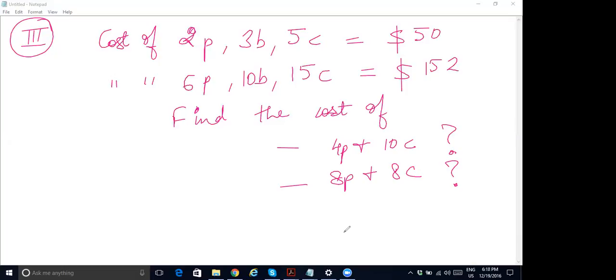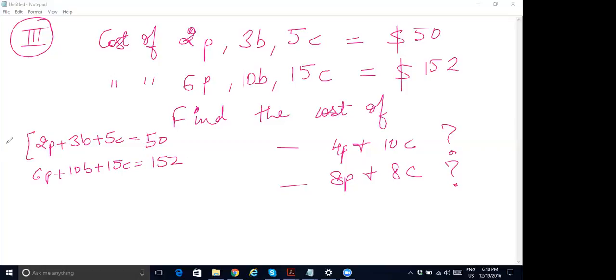I don't know how to do this. Okay, let's write in terms of equations. So 2p plus 3b plus 5c is equal to 50, and 6p plus 10b plus 15c is equal to 152.